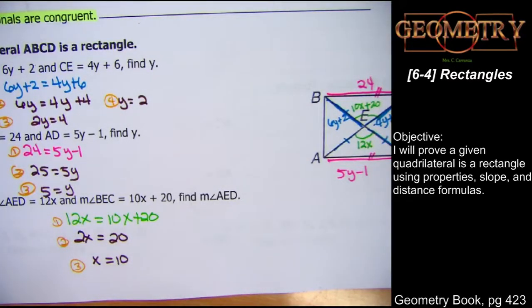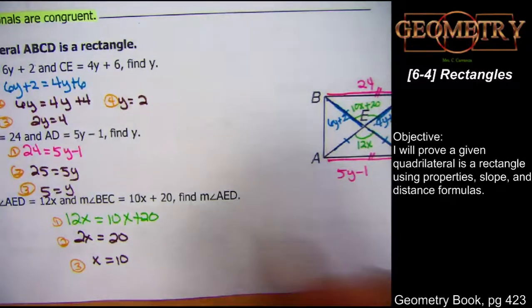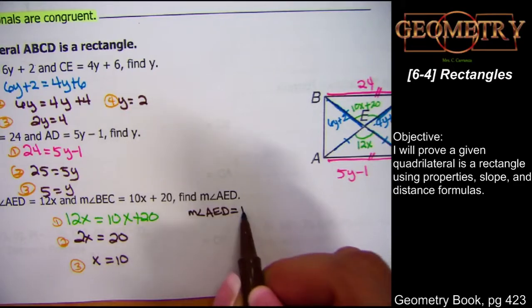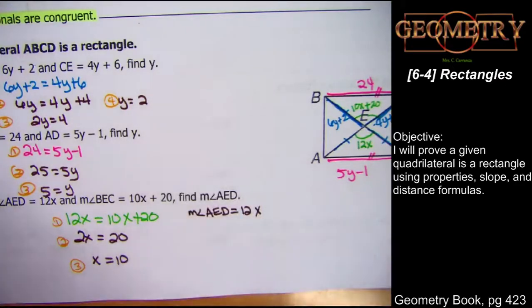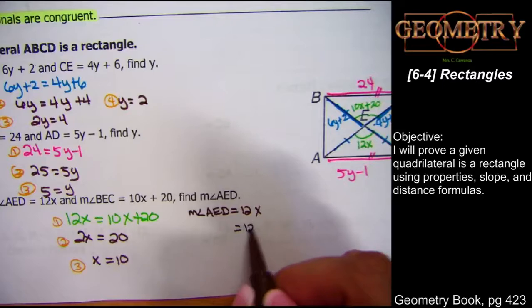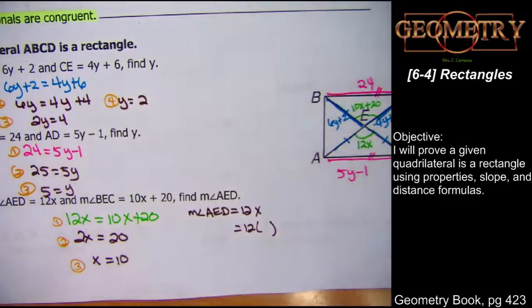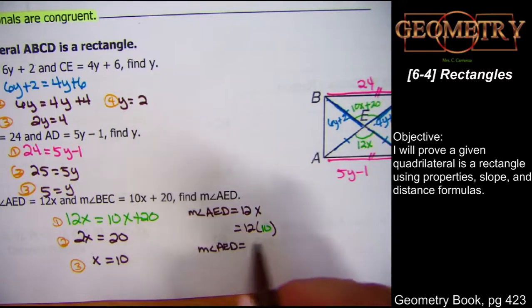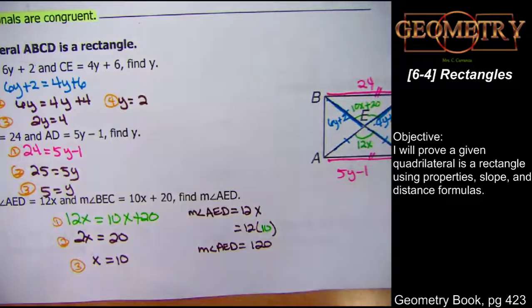Am I done? No. Why not? Because you have to find the measure of the angle. Nicely done. I still haven't found the measure of the angle, so I'm not done. The measure of angle AED was given to me as 12 times x. Now that I have a value for x, I can substitute. And the measure of angle AED is? And now I'm done.